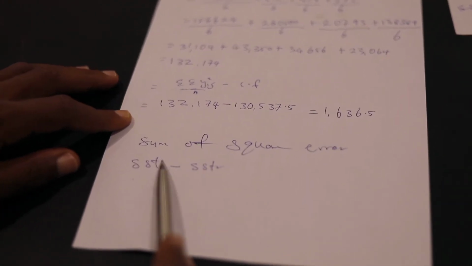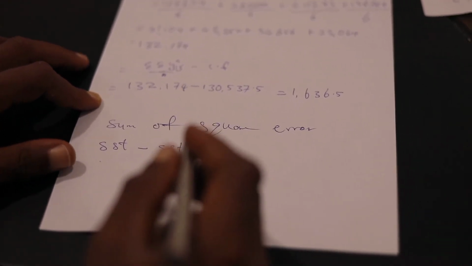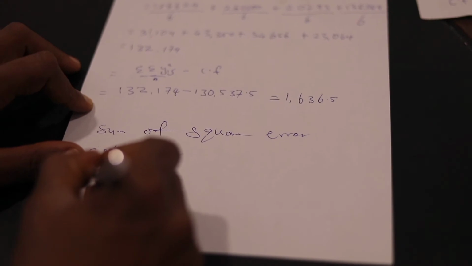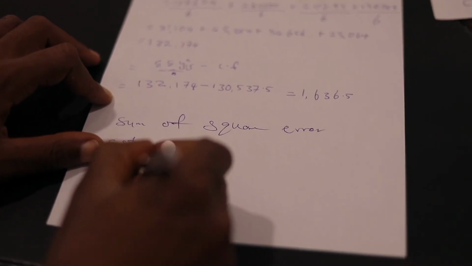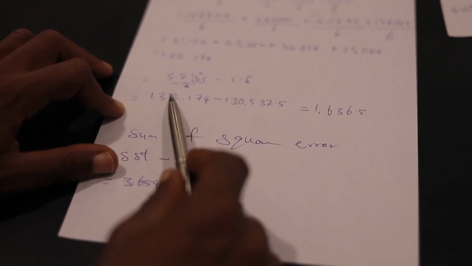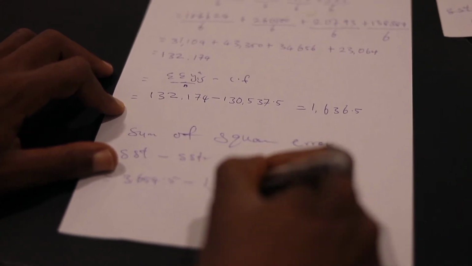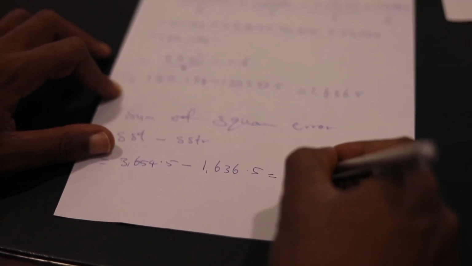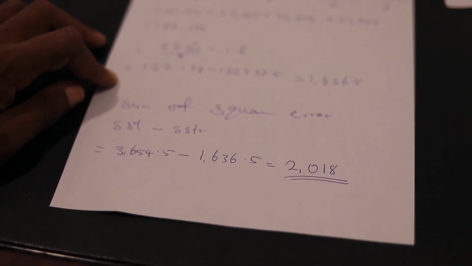Now, the last one is the sum of square error, in which the sum of square error is SST minus SSTR. SST is equal to 3,654.5 minus SSTR, which is here. We're having 1636.5. The answer is equal to 2,018. This is the answer for the sum of square error.